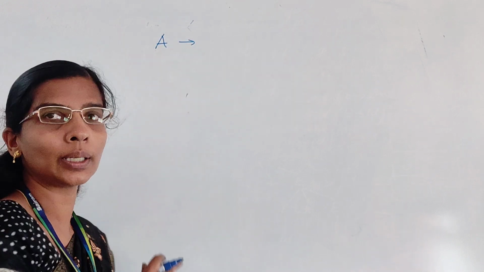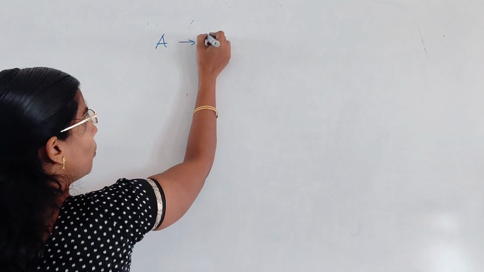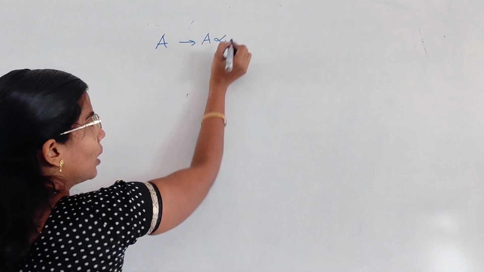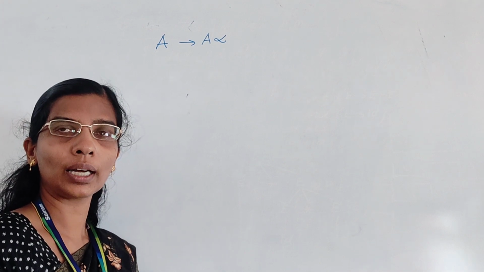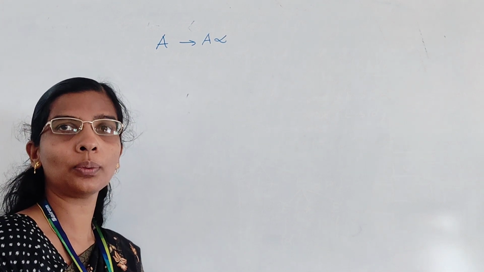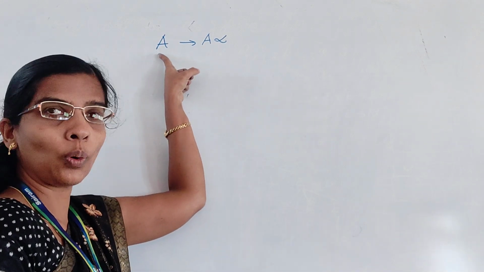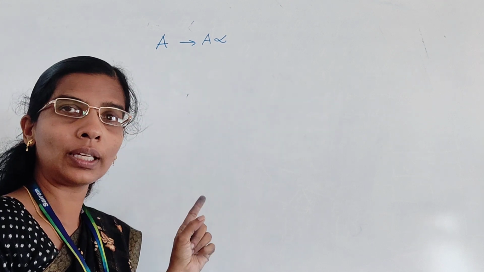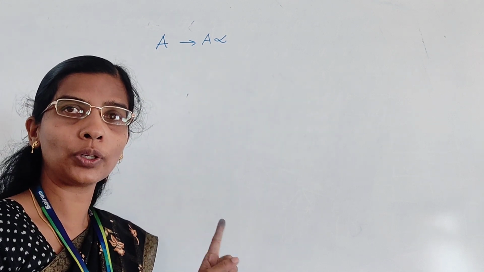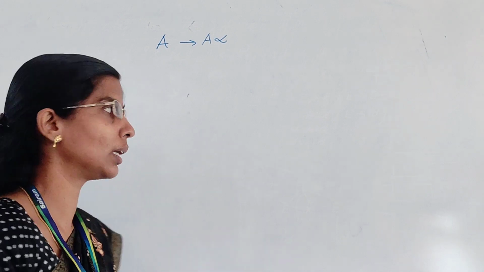if you have a non-terminal in the LHS and your RHS is of the form A tends to A alpha, you can say your grammar is a left recursive grammar. Whatever variable you have in the LHS, if that variable is the first symbol of your RHS, you can say the grammar is left recursive.